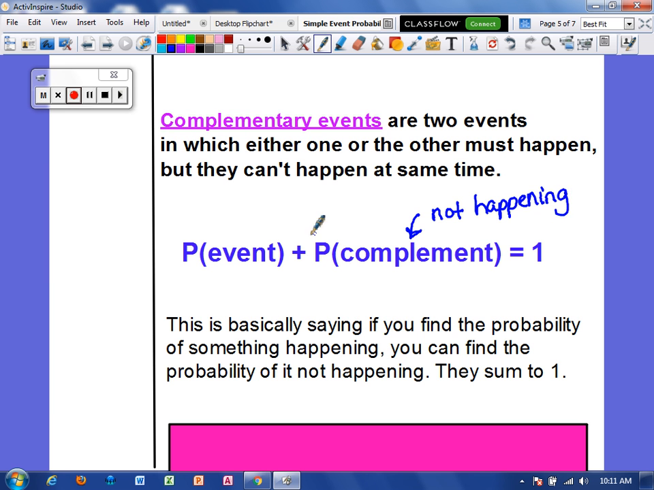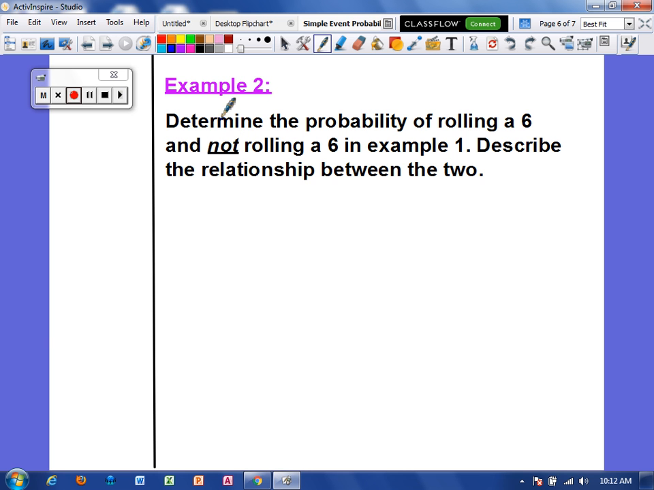So we have the probability of the event plus the probability of it not happening, and that is going to equal 1. So let's do an example and actually see how that works out. So we're going to determine the probability of rolling a 6 and not rolling a 6 from example 1. So remember, we're just talking about a typical 6-sided die. And then we're going to describe the relationship between the two.